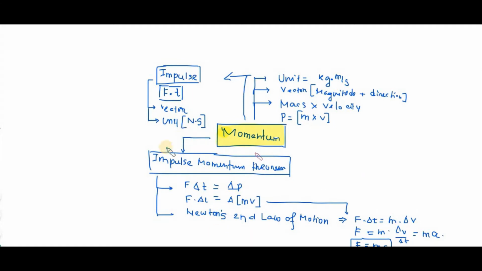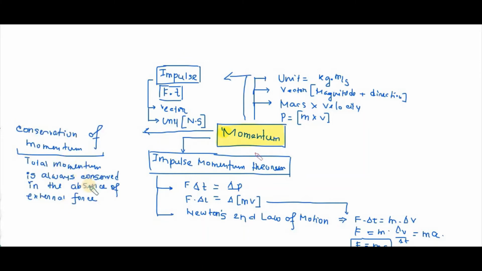In case of momentum, we have defined the conservation of momentum. Total momentum is always conserved in the absence of external force. That means if F external is equal to 0, no external force is exerted on the system, then the total momentum is always conserved.